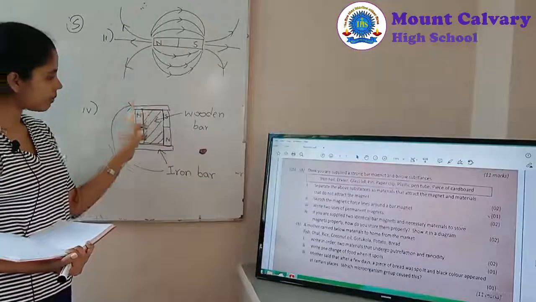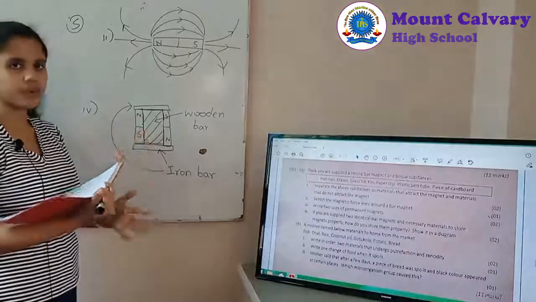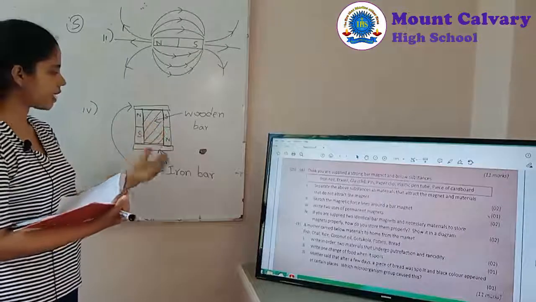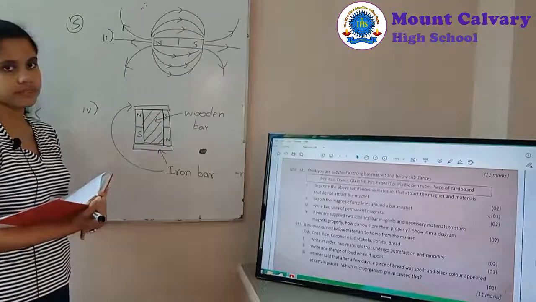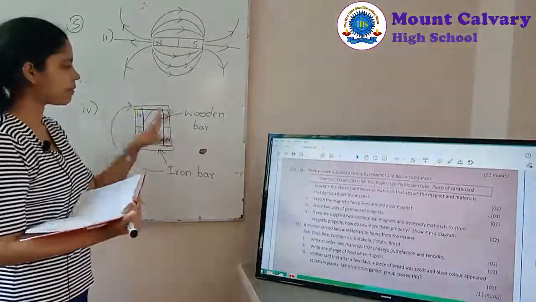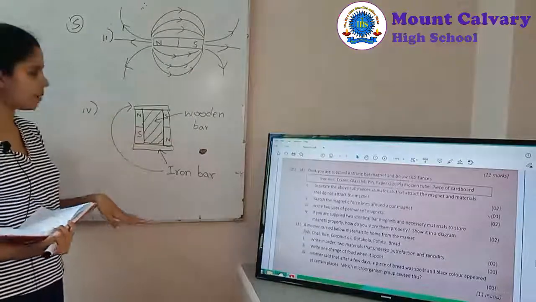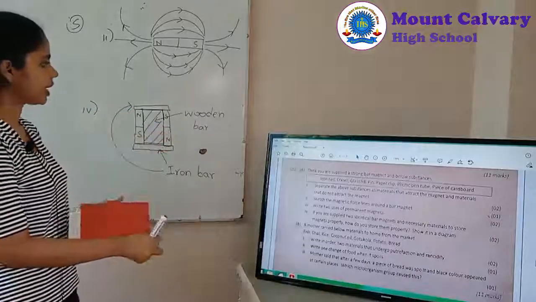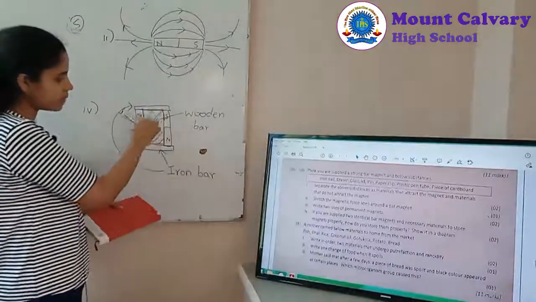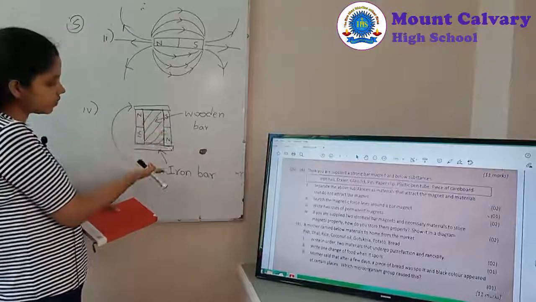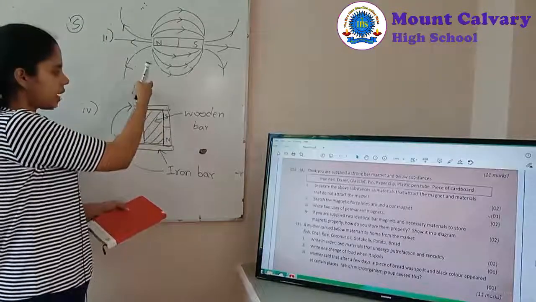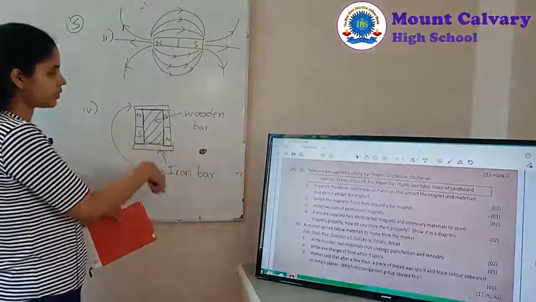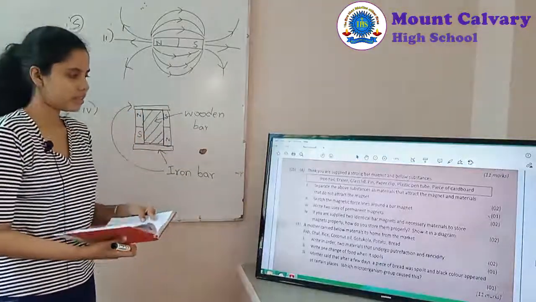Here, why should the bar magnets not be close to each other or attract each other? If they attract and stay close to each other for a long period of time, what will happen? The magnetic power will be reduced in the bar magnets. So you should store the bar magnets like this. First you take a wooden bar and keep that wooden bar between the bar magnets, and you have to keep two iron bars at the corners, the two edges of the bar magnet. So this is how you are going to store the bar magnets.